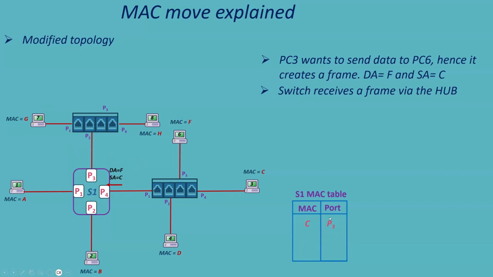It already has P3, but now the frame with the source address C, instead of arriving on port P3, has arrived on port P4. So what the switch does is, because of this frame coming on a different port, it understands that most likely the PC has moved and hence the MAC has moved. So it relearns the MAC C on port P4. And here in the MAC table, it will replace the P3 entry with P4. Okay. And this is the concept known as MAC move.